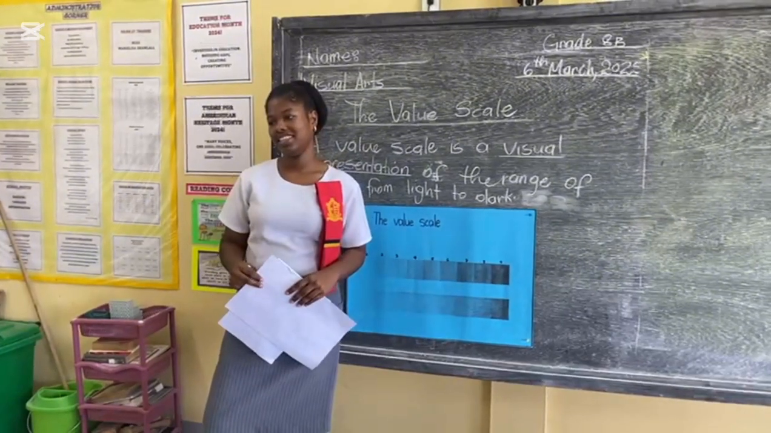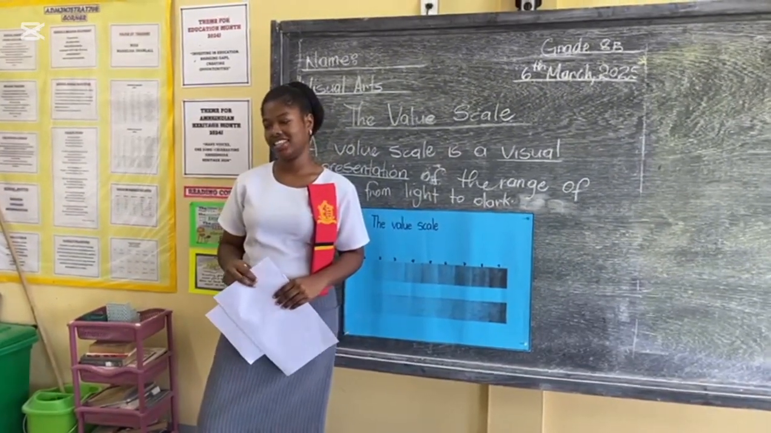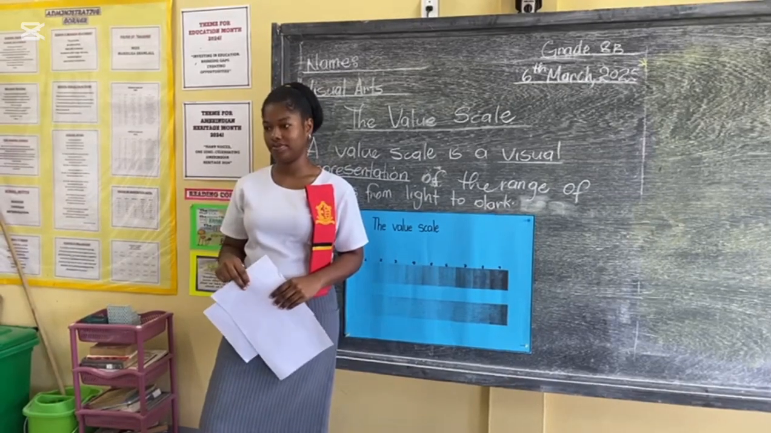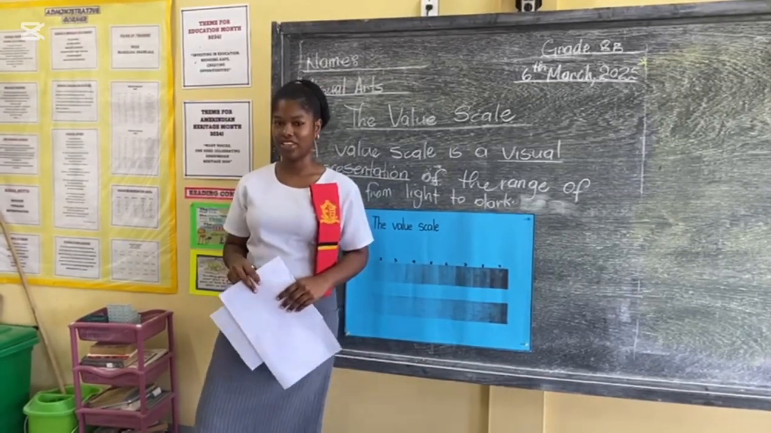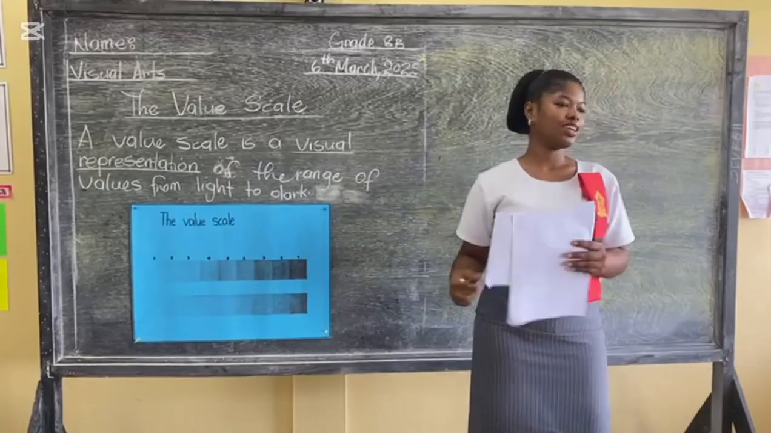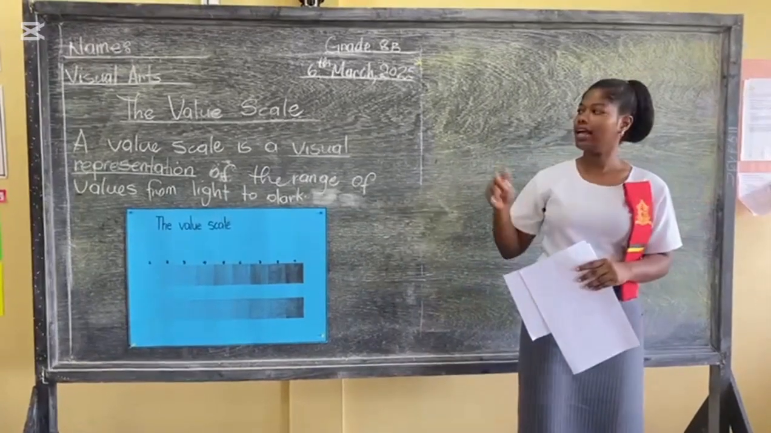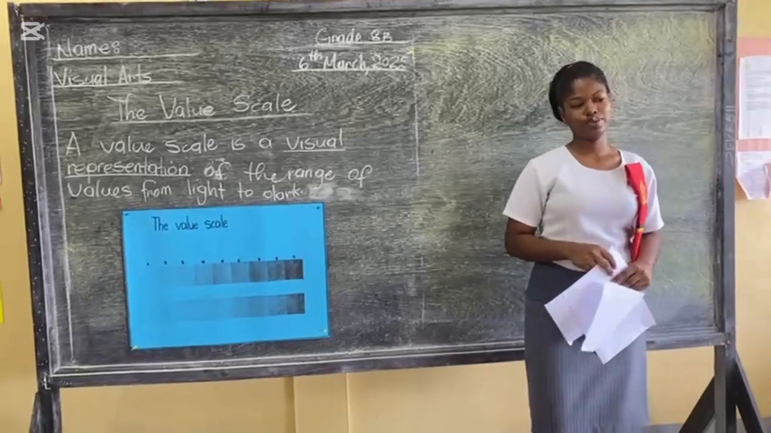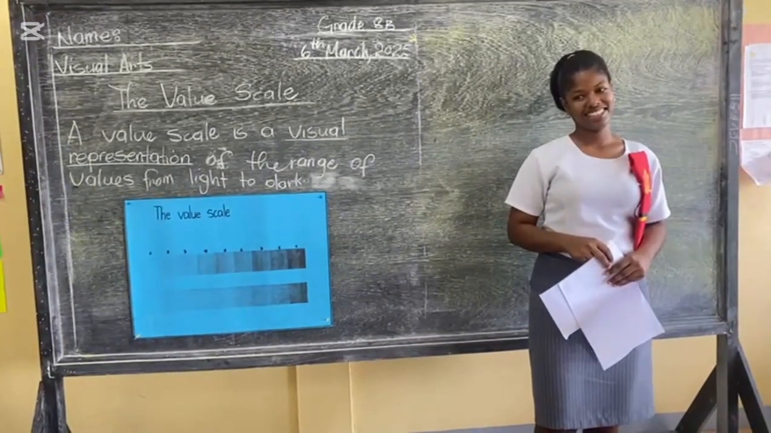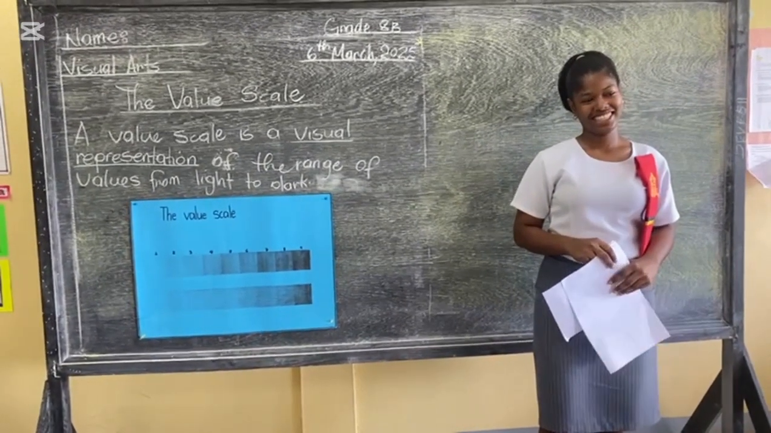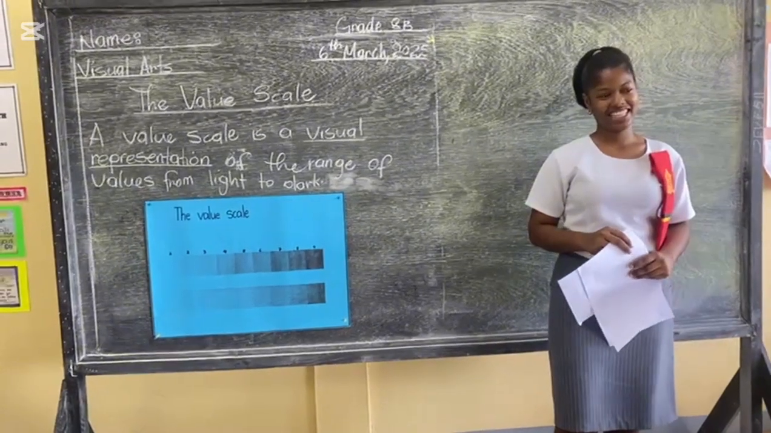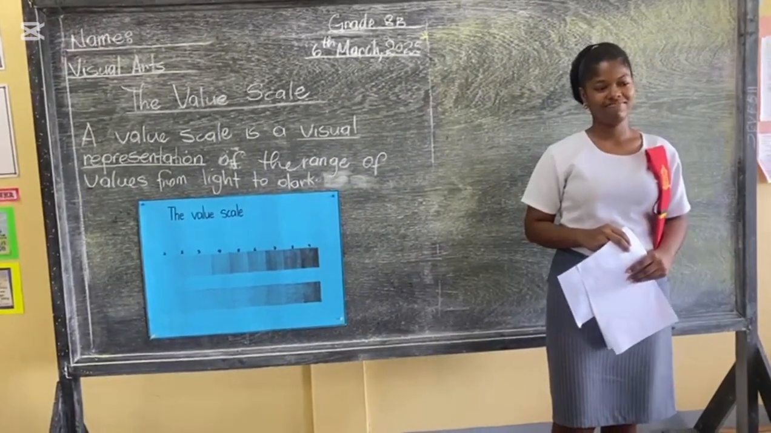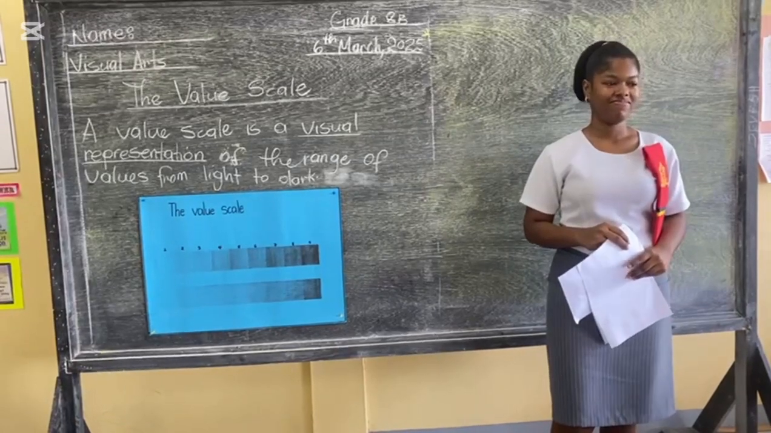Okay, miss. What I understand you said is that value influences art by adding depth and life to the art. Thank you. Yes, John, can you please tell me what you understand from what I just read? Miss, I understand that values start from darkest to lightest. Darkest meaning the deepest part and lightest the light part.